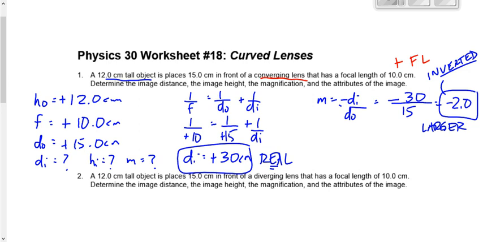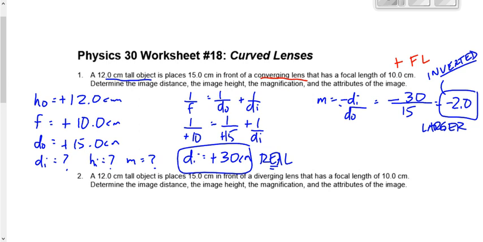A negative hi, a negative ho, a negative m refers to right side up, upside down. Negative hi, upside down image. Negative ho, upside down object. Negative m, upside down image.